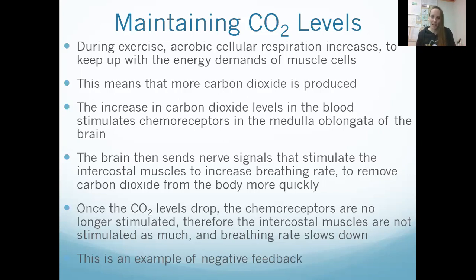That increase in carbon dioxide levels in the blood is going to be detected by chemoreceptors in the medulla oblongata. The medulla oblongata then sends a nerve signal to your intercostal muscles, causing them to contract, which increases your breathing rate, so you breathe out that carbon dioxide more quickly, and that drops your carbon dioxide back down to normal. Once your carbon dioxide levels are normal, they will stop stimulating those chemoreceptors in the medulla oblongata, so your intercostal muscles stop being stimulated and your breathing rate goes back to normal. So that's just an example of a negative feedback loop.